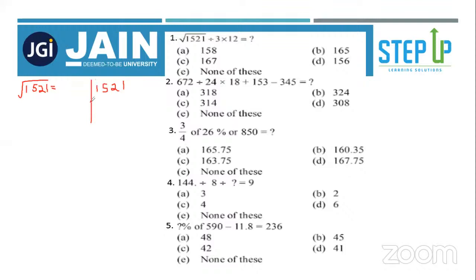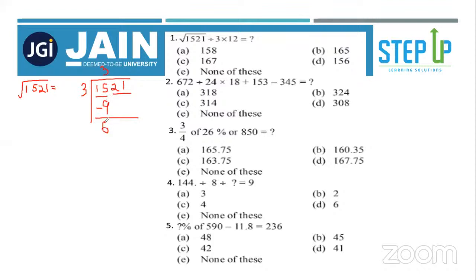1521. From the last, you have to take 2 numbers each, 2, 2. So now it's 15 and 21. What are the 2 numbers to multiply which will give me the square number closest to 15? It should be smaller too. So 3 times 3, 9. 15 minus 9, it will get 6.